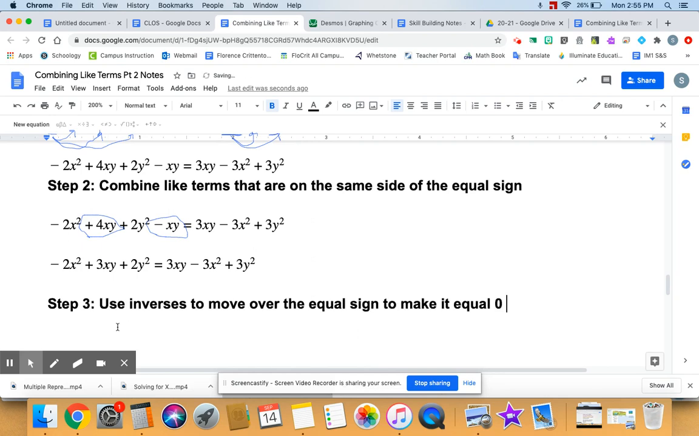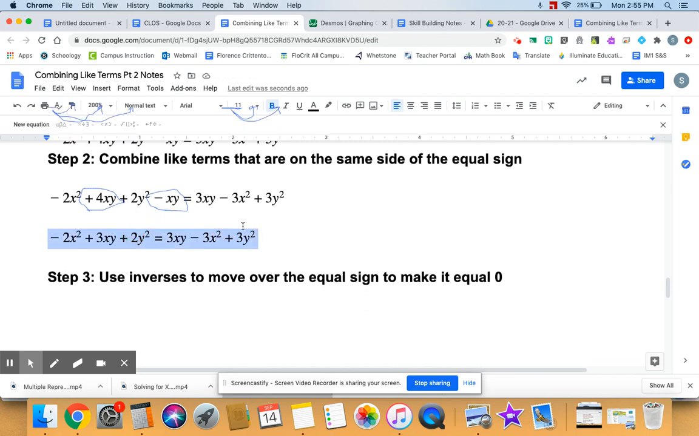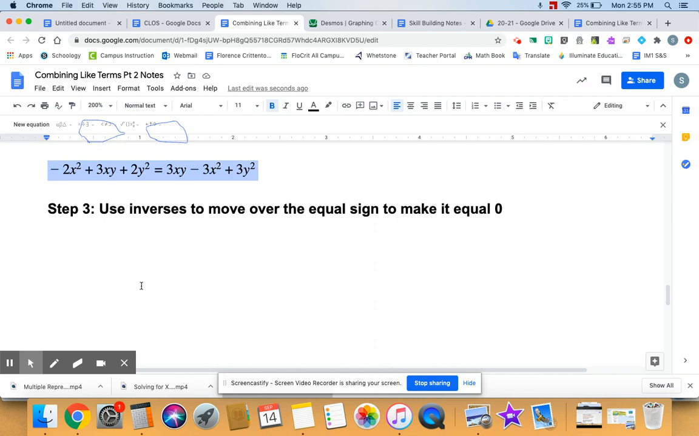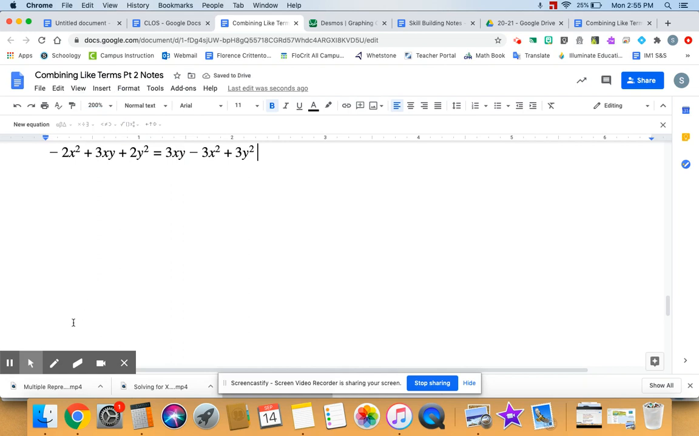Step 3, to use inverses to move over the equal sign to make the whole thing equal 0. So now I'm going to take this and I'm going to do that step. This time I'm going to do it a lot faster though, because I could do it all at once. You don't have to. You can go one by one if you want. But watch. If I have 3xy's on the right, I can get rid of them by what's the inverse of adding these 3xy's. I minus them away. And what term should I minus them from on the left? The 3xy's. So I'm going to minus 3xy's right here.